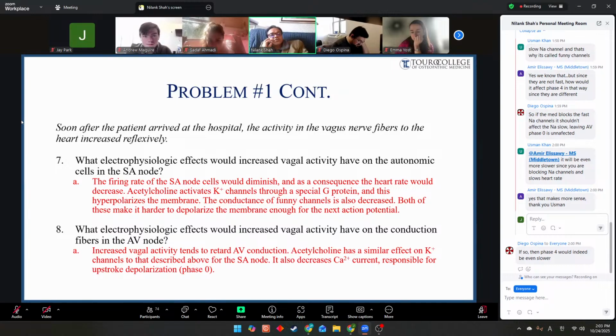Okay. So who can answer this question? The first question. What is the effect of increased parasympathetic activity, which is the vagus nerve mainly? You know what the vagus nerve is? Cranial nerve, right? It's the 10th cranial nerve, the 10th parasympathetic nerve. Why is it called vagus? Anybody know why it's called vagus?